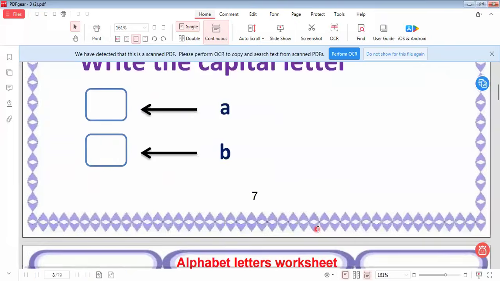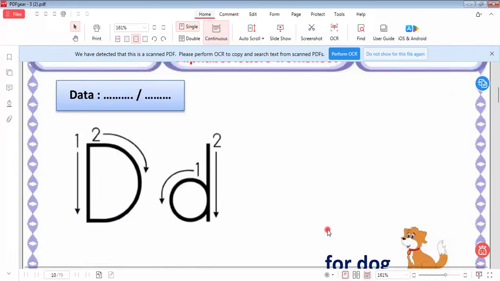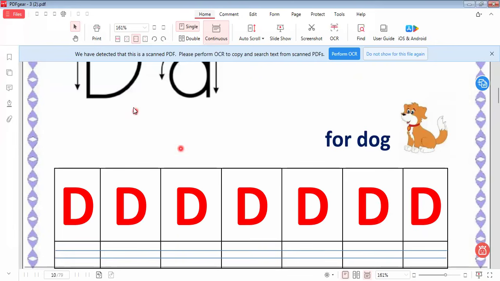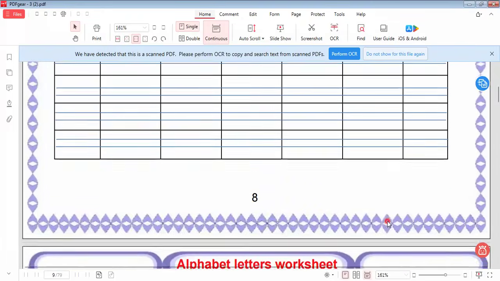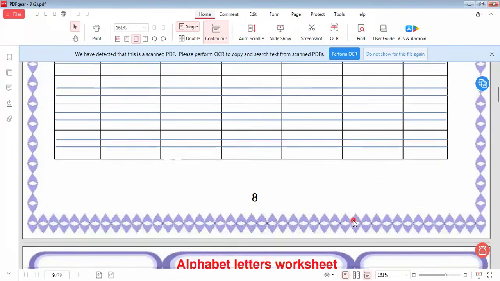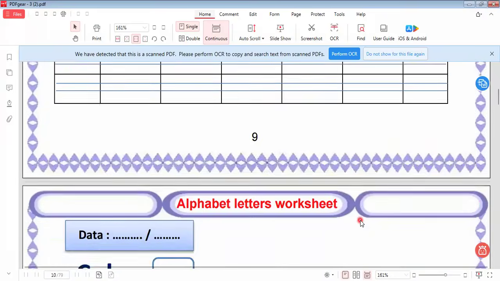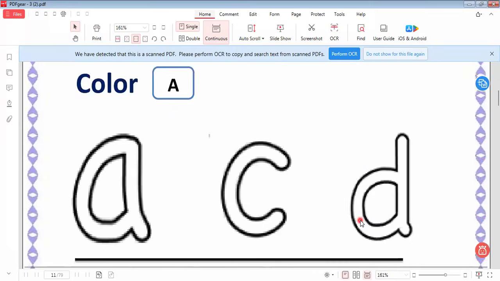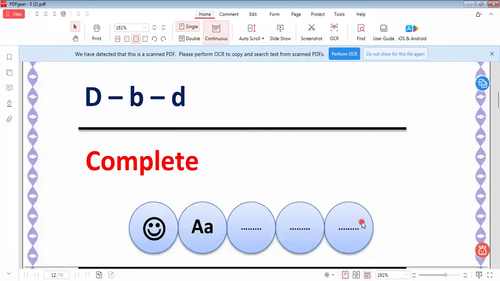Let's go to capital D and small d. D for what? D for dog. Capital D and small d. D for dog. Capital C and small c. C for cat. D for dog. C for cat and D for dog. Let's go to the next letter. Here is capital E and small e. E for what? E for egg.